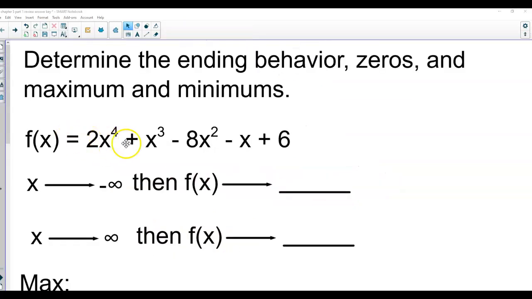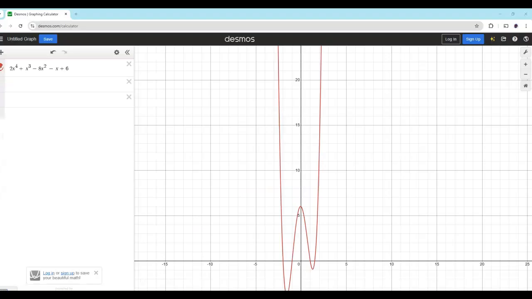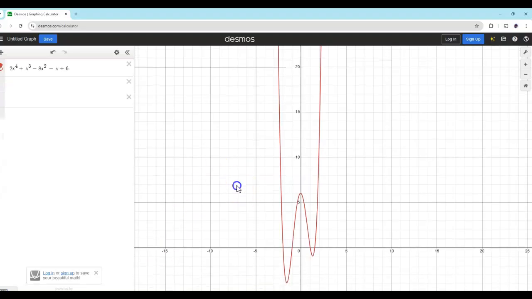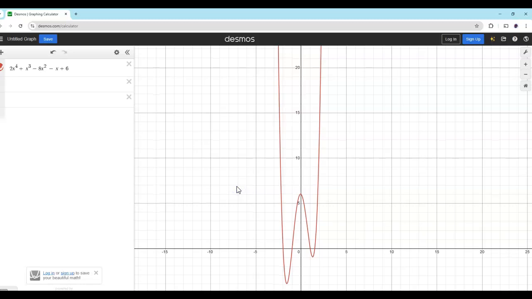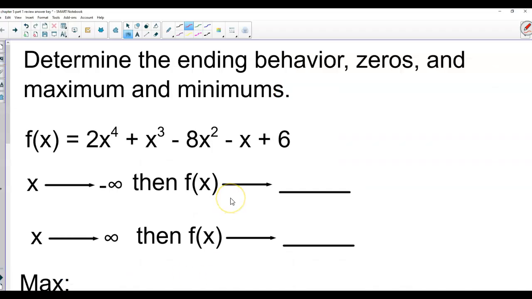When we plug into the graph a leading coefficient that's positive and an even degree, the graph is going to go in the same direction regardless of which way the x is going. So as x goes to negative infinity, y goes to infinity. As x goes to infinity, y goes to infinity. It follows along. Now on this one, both of these are going to be positive infinities.